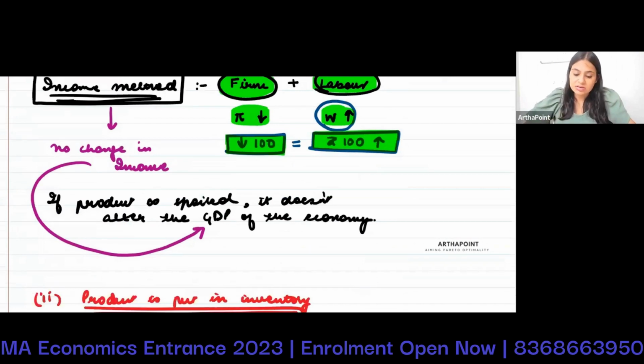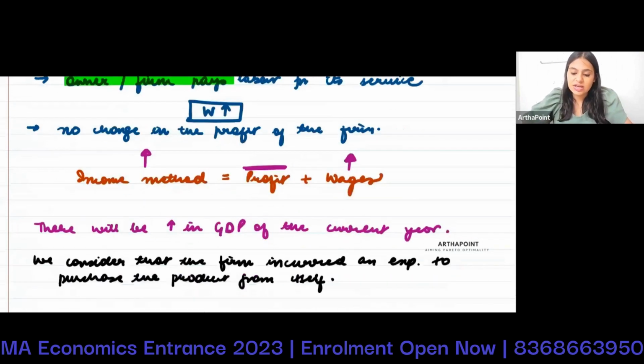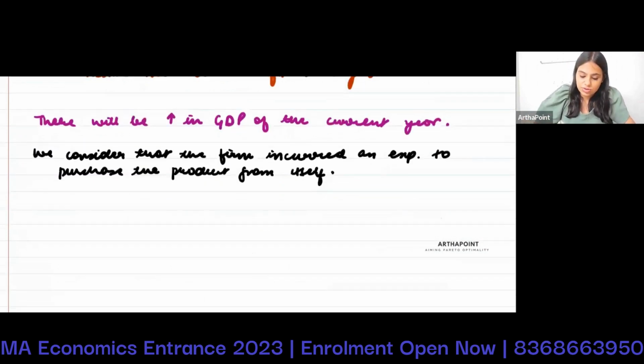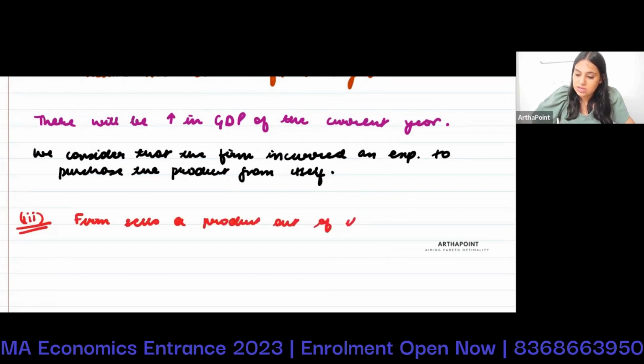And let's take a third case. So let's say that now this firm is able to sell out of its inventory. So case 3: the firm sells a product out of its inventory.